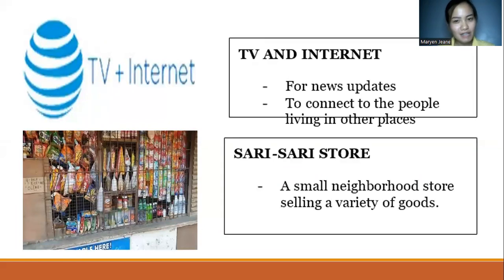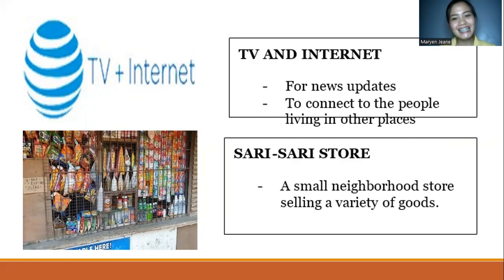Next, yes, as I've said, TV and internet for news updates and to connect to the people living in other places. Internet is very important nowadays because of these online platforms that we now use in education. TV is to get updated from the news and to watch our favorite shows sometimes.